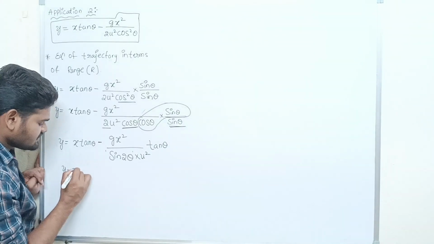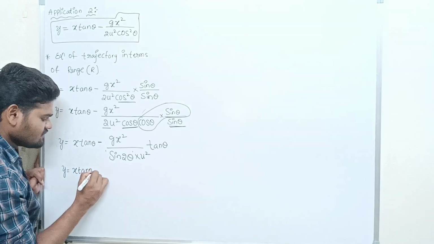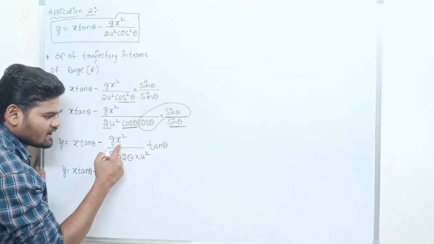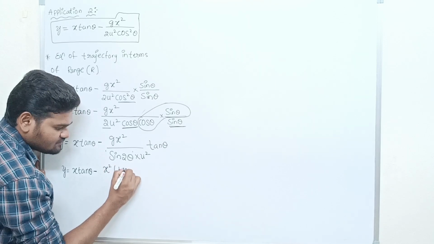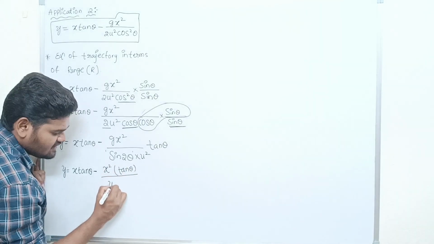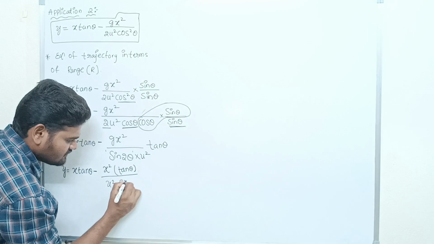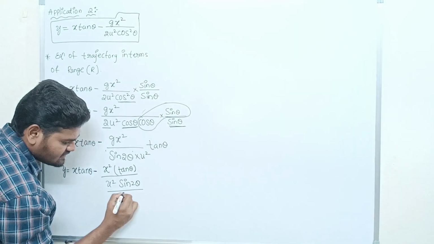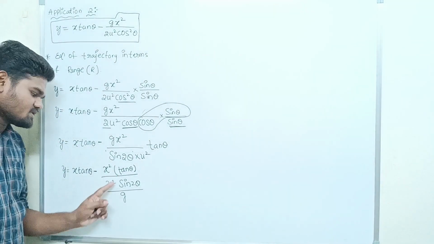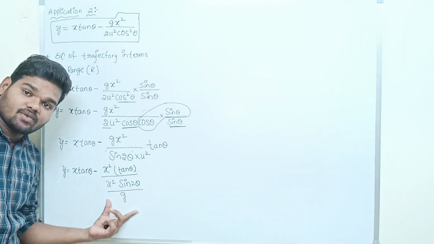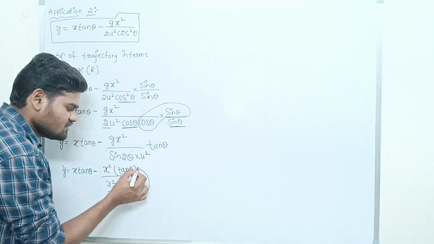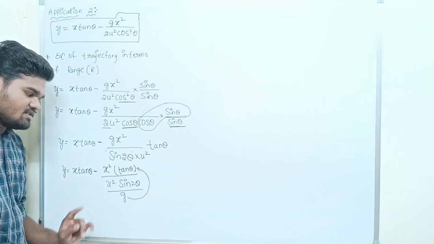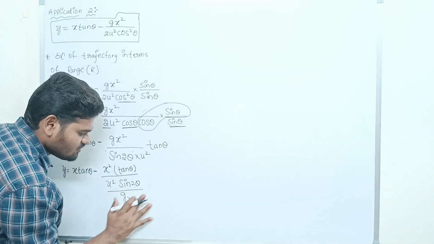Next, y is equal to x tan theta minus x square tan theta divided by u square sin 2 theta divided by g. Whatever g is in the denominator, I'm just writing at this place: u square sin 2 theta divided by g. If g goes to the numerator, it becomes gx square tan theta by u square sin 2 theta. No problem at all.